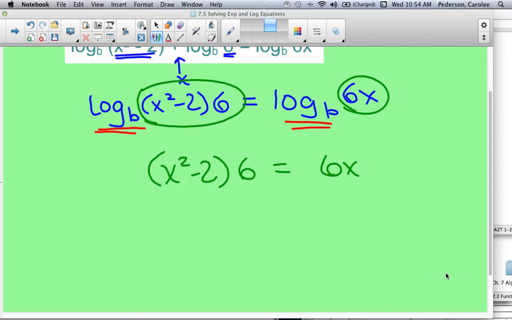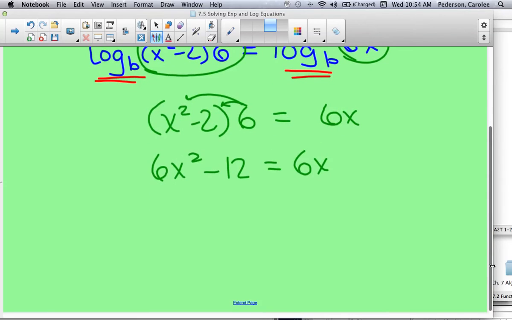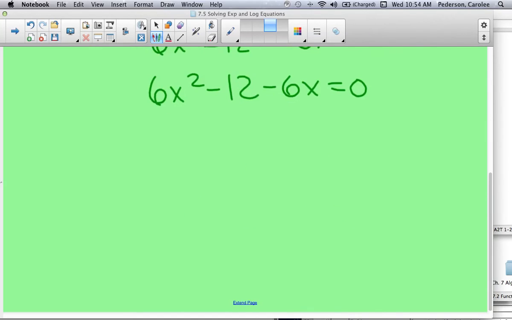Now I'm going to solve this equation. So I want to distribute. So I have 6x squared minus 12 equals 6x. I want to get this into standard form. So I'm going to bring this 6x to the left. Set it equal to 0. I'm going to put it in standard form, so it's 6x squared minus 6x minus 12 equals 0.